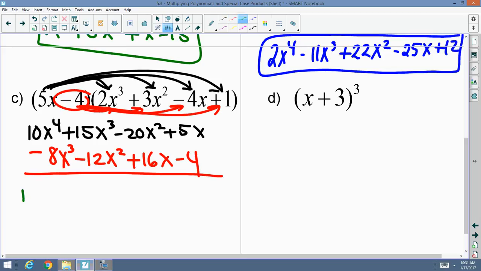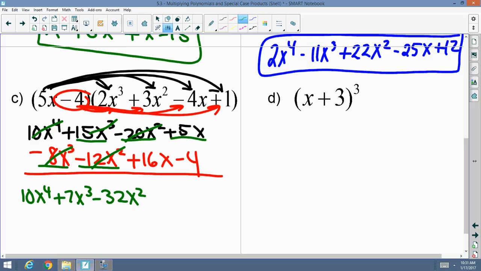10x to the fourth, I don't have any other x to the fourth, so that's it. 15x cubed and negative 8x cubed gives me 7x cubed. Then I got negative 20x squared and negative 12x squared, so that is negative 32x squared. I am very, very proud of you. 5x and 16x is 21x, and then I've got my minus 4.